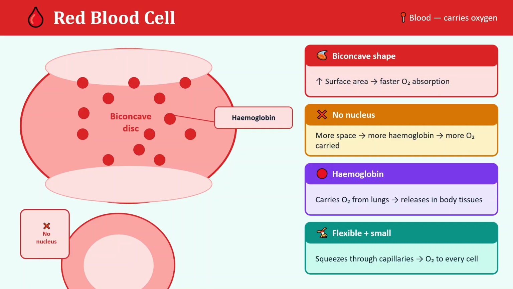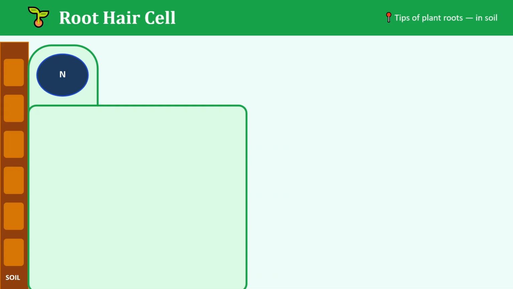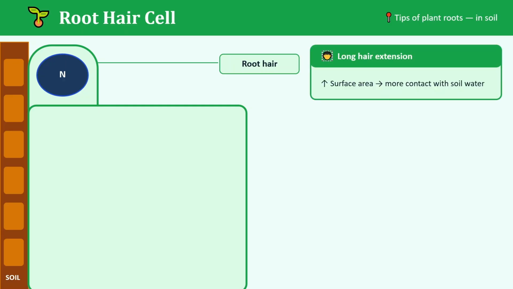The third specialized cell is the root hair cell, found at the tips of plant roots in the soil. Look at the diagram carefully. The cell has a very long, thin extension. This is a root hair. It grows out from the cell body and pushes between soil particles. Why this long extension? To increase the surface area. The more surface area in contact with the water in the soil, the more water the cell can absorb.